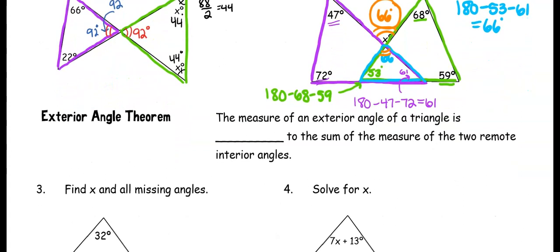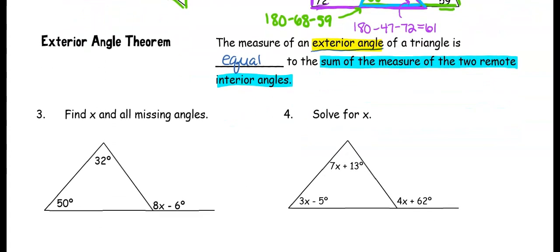The Exterior Angle Theorem says the measure of an exterior angle, so this is important, of a triangle is equal to the sum, so sum means that you're adding, the sum of the measures of the two remote interior angles. So that seems a little confusing. If I were to look at a triangle, the exterior angle would be right here. Here's my exterior angle.